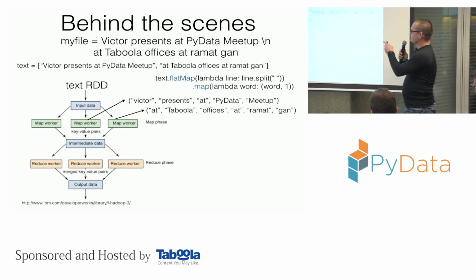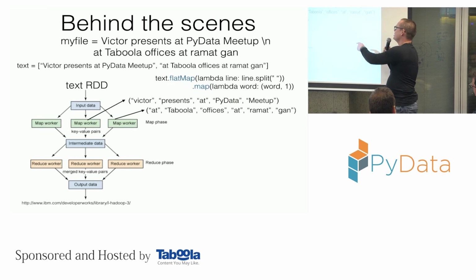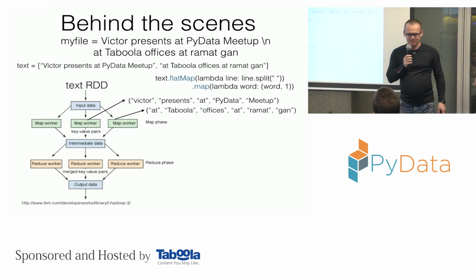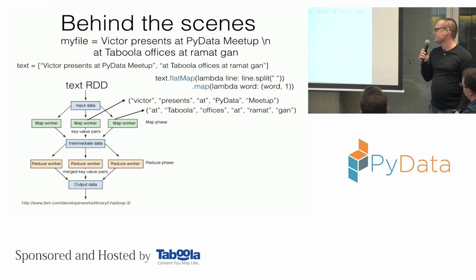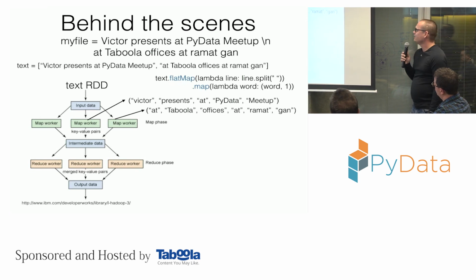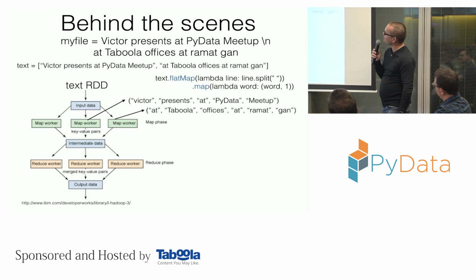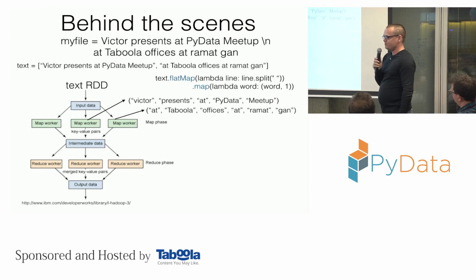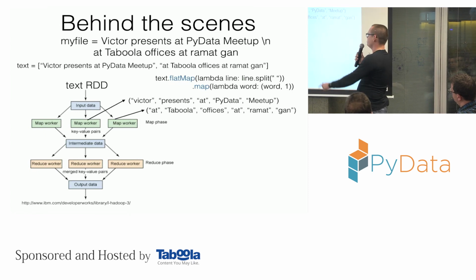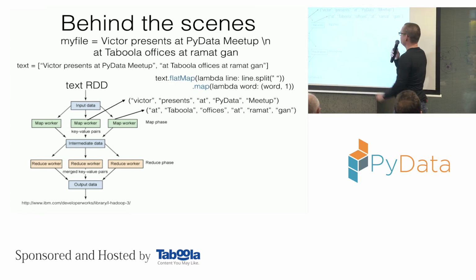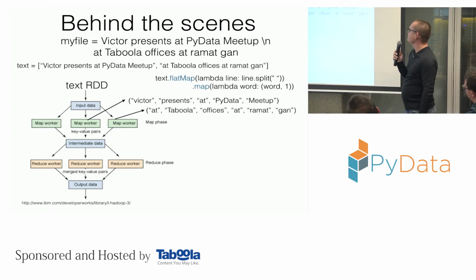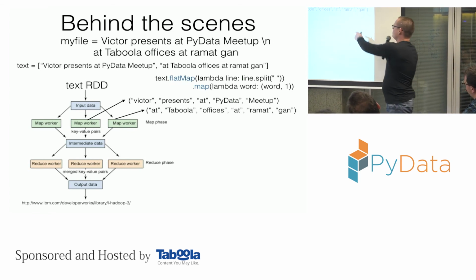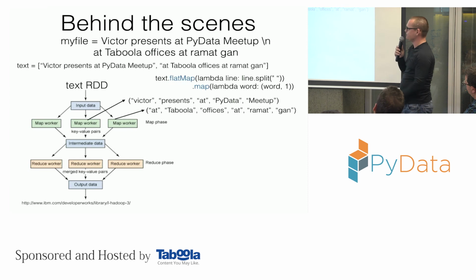Once I wrote text.flatMap and gave it this lambda expression, I actually declared a lazy computation which will split every element inside the list by a space. FlatMap, I remind you, allows for multiple outputs for every element. So the first element gave this output with 5 elements, and the second element outputted this line. This is the flatMap. Okay?